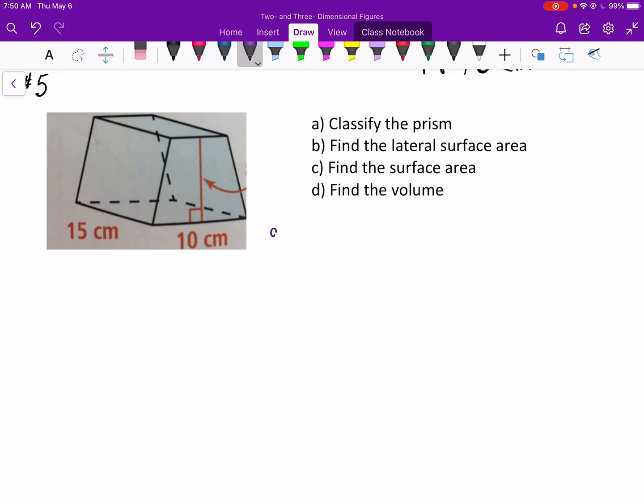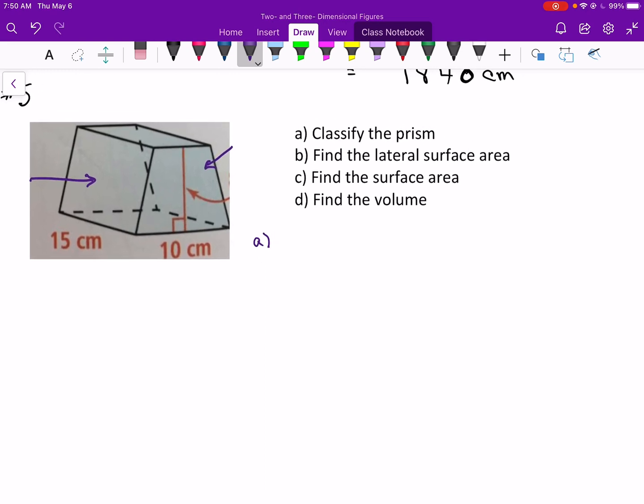All right, part A, classify the prism. We're going to look for two sides that are parallel first. So if I look at the left and the right side, well, they're not parallel. They both slant, so those are not my bases. If I look at the top and the bottom, right here and down here, they are parallel, but unfortunately, they're not the same size. They're not congruent. Bases have to be parallel and congruent. Notice the one on top is smaller than the one on the bottom.